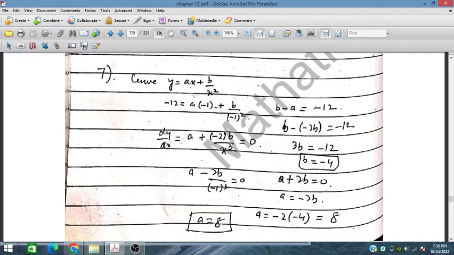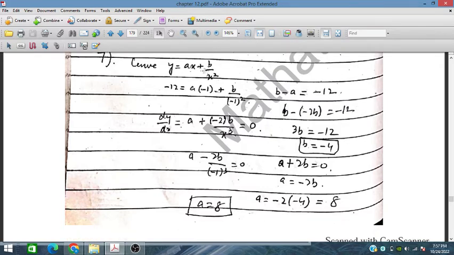So this is y is equal to ax plus b upon x squared, and by placing the point (minus 1, minus 12), because this is the stationary point of the curve. So in place of x, we will place minus 1, and y is minus 12, because (minus 1, minus 12) is the point where the curve has its stationary point. So this is b minus a, and by placing this, b minus a is equal to minus 12.